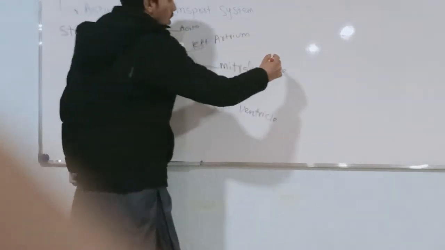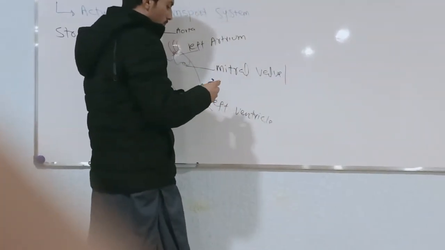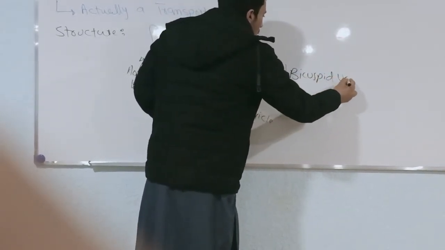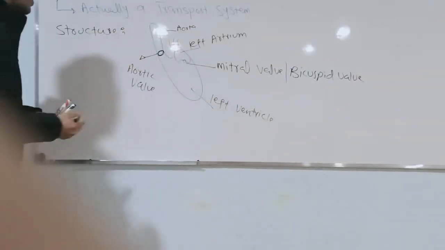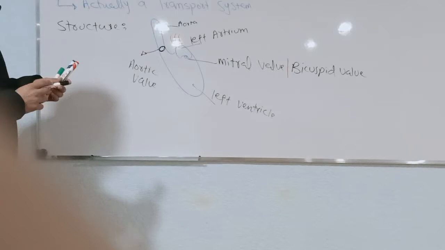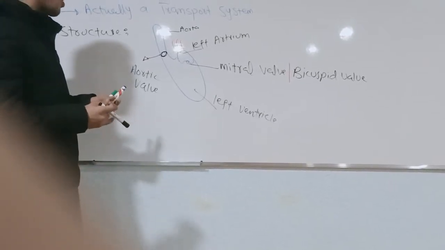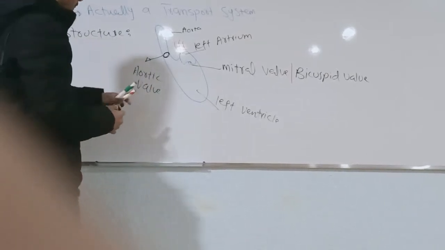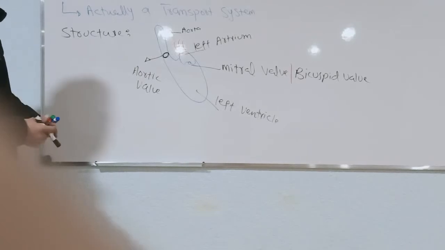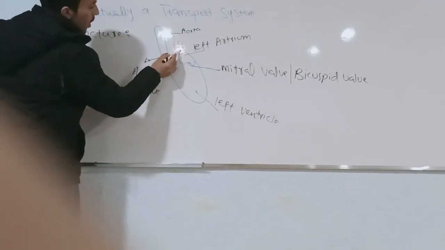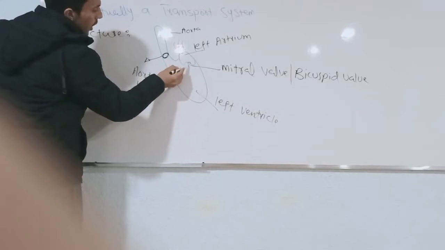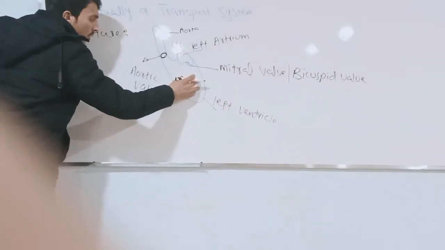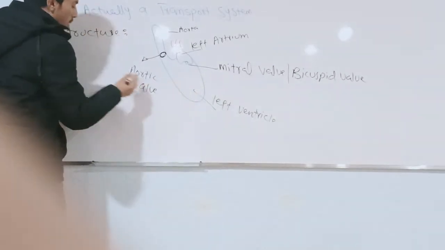The mitral valve is also called what? Bicuspid valve. Why is it called the bicuspid valve? Because it has two cusps. It has two leaflets. So the blood goes from the left atrium to the left ventricle through which valve? The mitral valve. Now, when the left ventricle contracts, it pushes the blood.